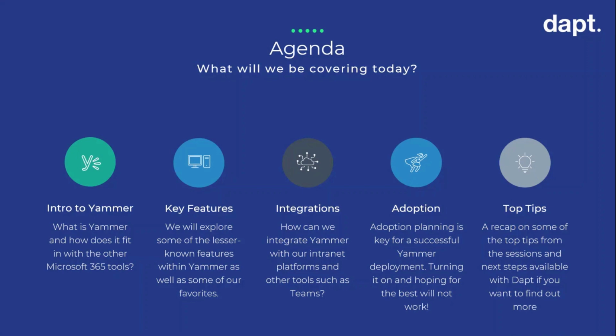So we're going to show you how you can integrate it with Teams, with your intranet, and then I think this is a really important one. We're going to focus on adoption. I've seen quite a lot of Yammer implementations in the past that didn't work, and that is typically when people have turned it on and not really put that planning in place. So we'll cover that off as well, and then we'll finish up with a few top tips.